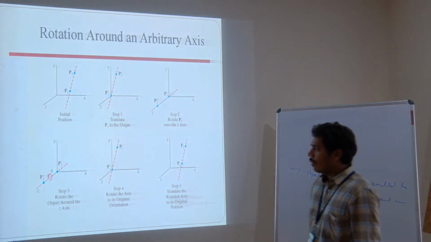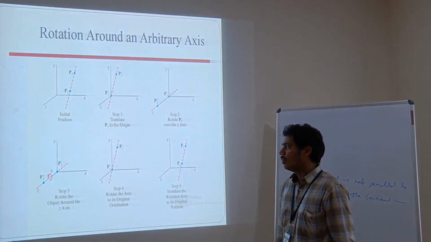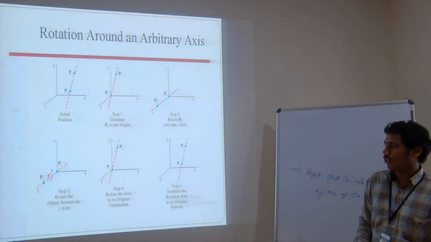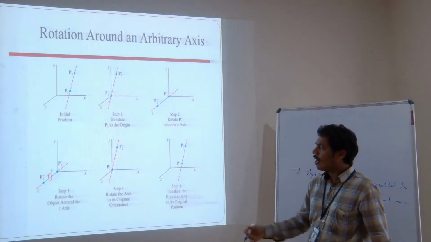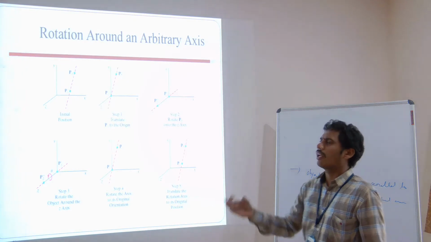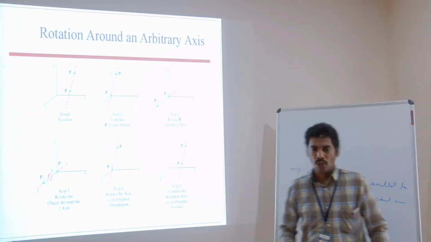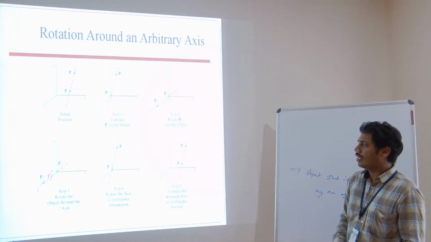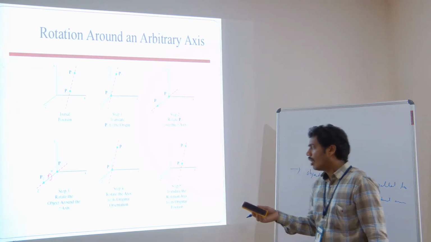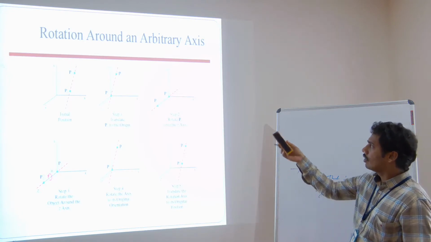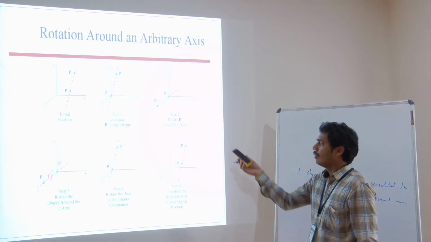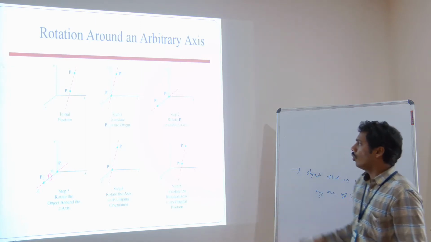Whenever the object is parallel to the z-axis, what am I doing here? I am trying to rotate the object. In the third diagram, I am rotating the object through a particular angle in the anti-clockwise direction. After rotation, I need to move the object back from the coordinate origin to its original position. So I am once again moving the object from the coordinate origin.